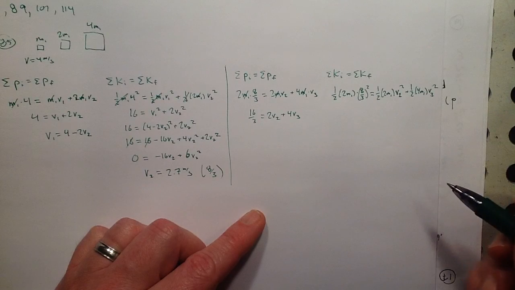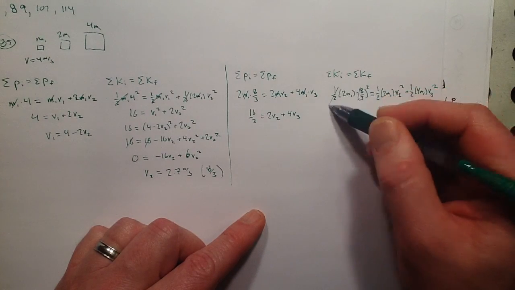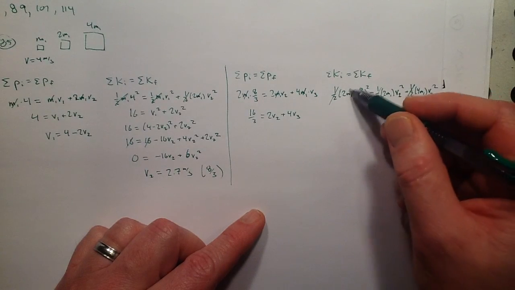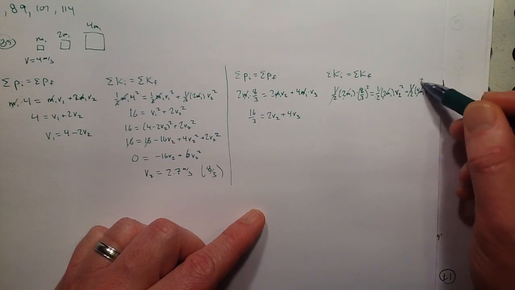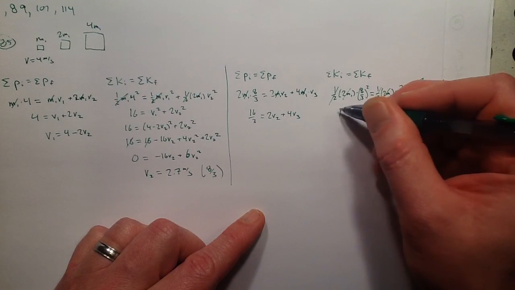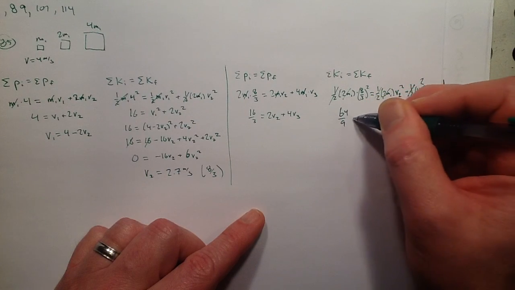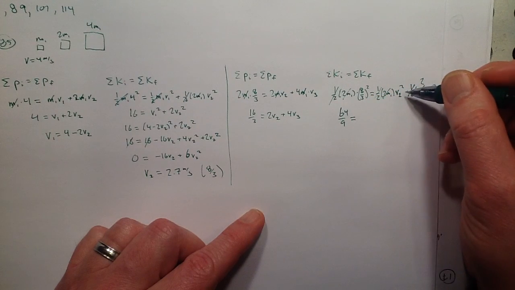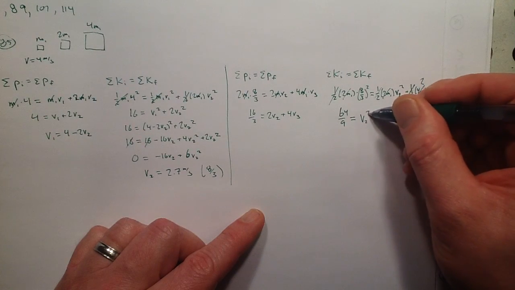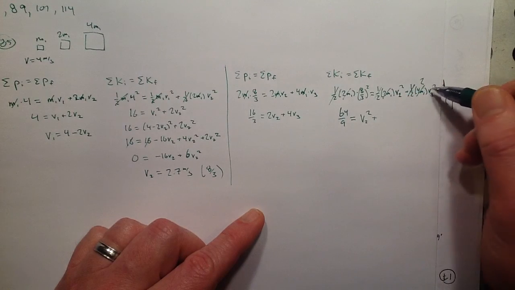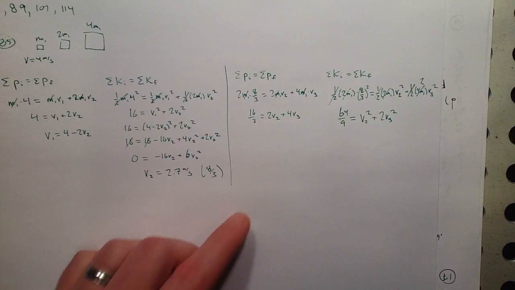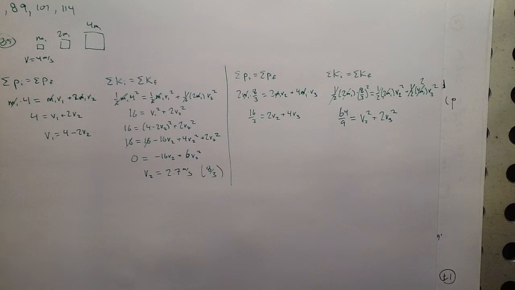All right, let's cancel out the 1/2s. Let's cancel out the 2m1, which we'll leave here at 2. So then I have 8/3 squared, which is 64/9, is equal to v2 squared plus 2 v3 squared. All right, beautiful.